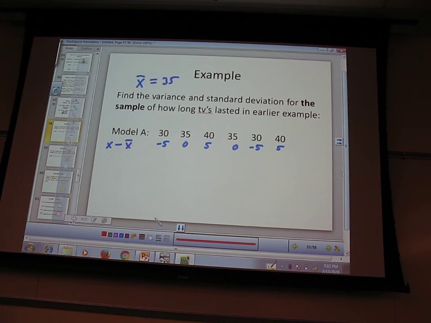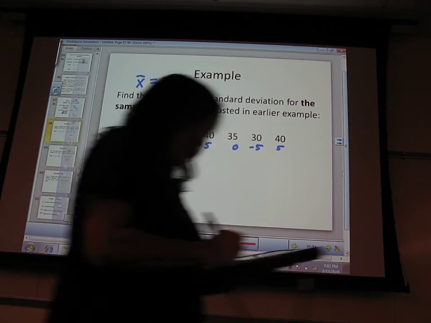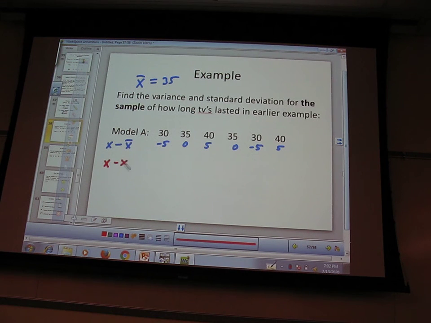And then we're going to find x minus x bar squared. We're going to square all those. So negative 5 squared is 25. 0 squared is 0. 5 squared is 25. 0 squared is 0. Negative 5 squared is 25. 5 squared is 25. And then what's the next step we do?